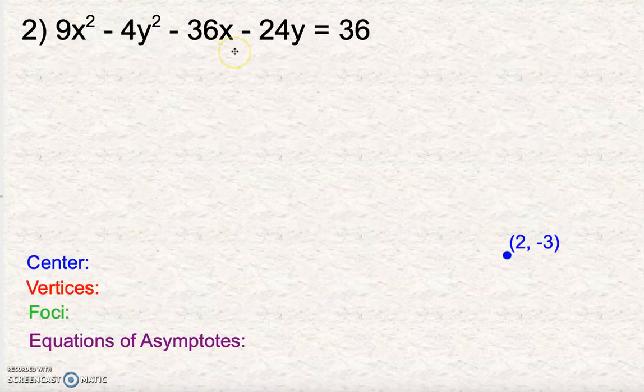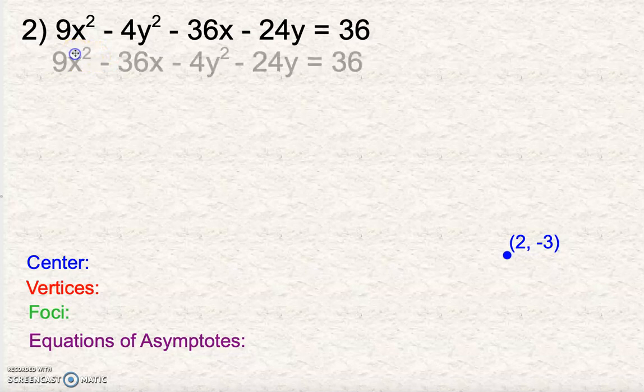Here's my other one, and what I'd like you to do is I'd like you to take a second on your own and just complete the square. Hey, welcome back. Hopefully you completed the square correctly. I'm going to just walk through very quickly what I did.